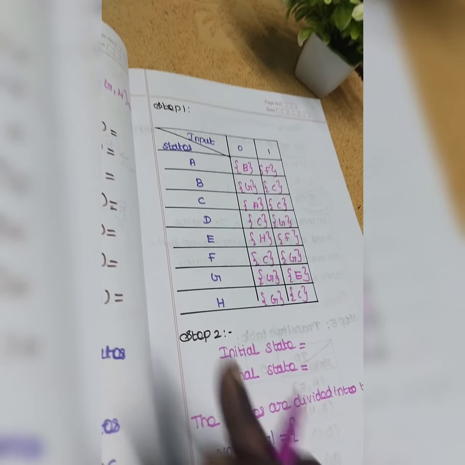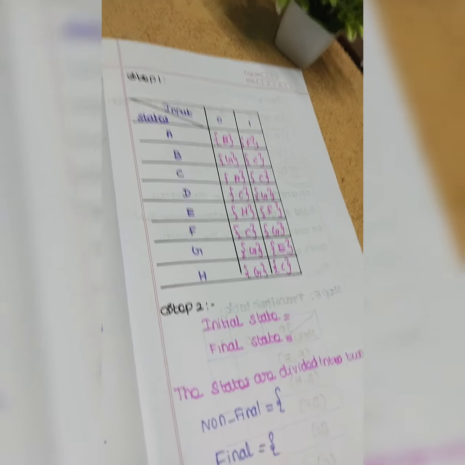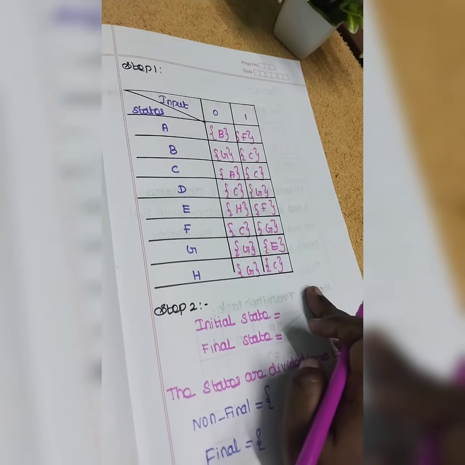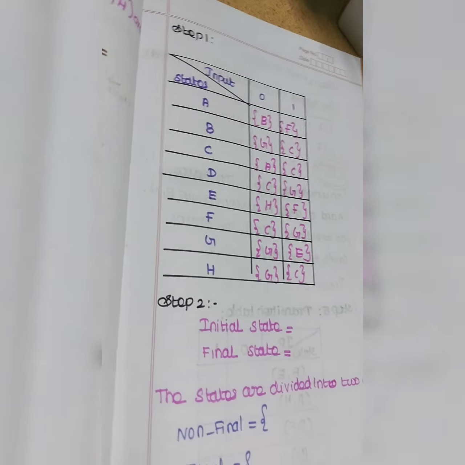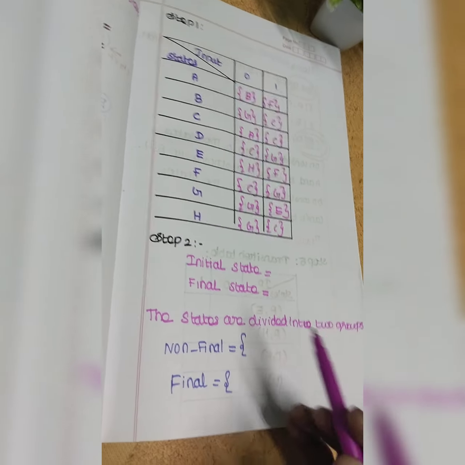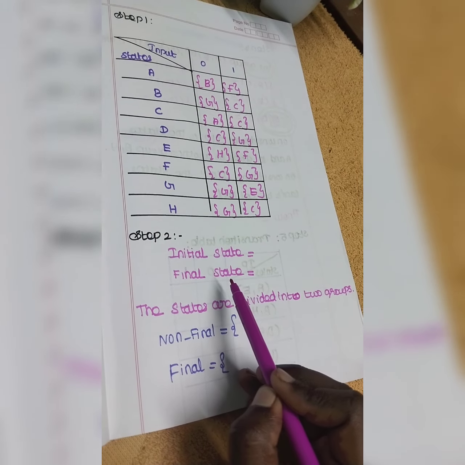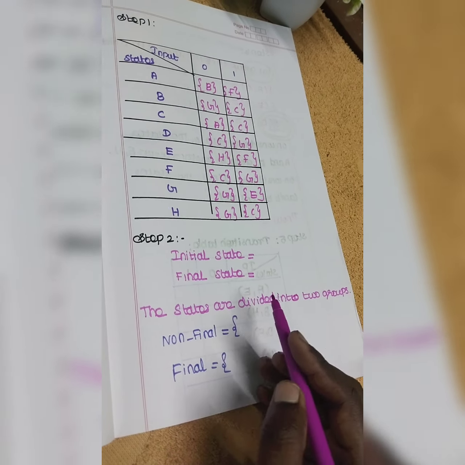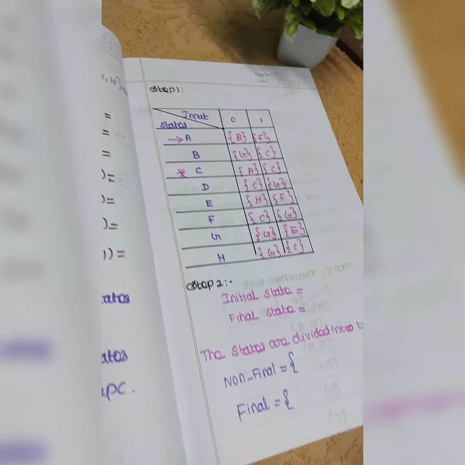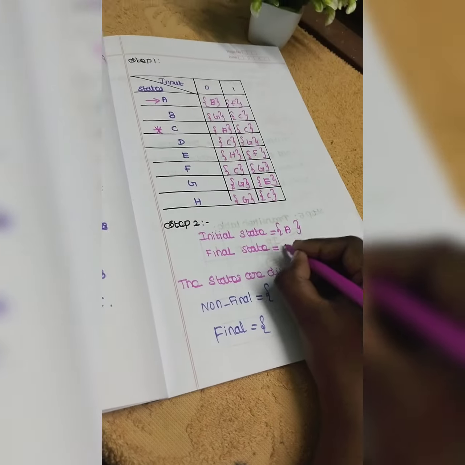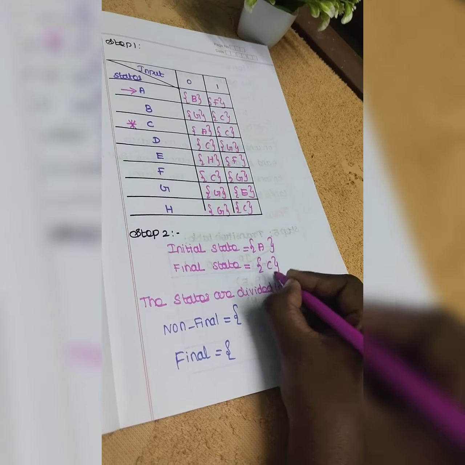Okay, so we filled step 1. Step 1 is nothing but we just saw, for all the inputs, which states they go to. Okay, so this is step 1. Next, step 2, we have to categorize into 2 groups. First you have to write what your initial state is and what your final state is. The initial state, as you may all know, is A, and the final state is C. So I write A as my initial state and C as my final state.